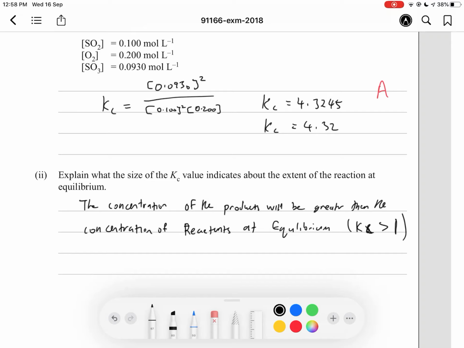And you can actually get a merit for this question. You can get a correct calculation. And you can link that Kc is bigger than 1. Therefore, there's going to be more concentration of products than concentration of reactants. So linking both of those ideas here will get you a merit.